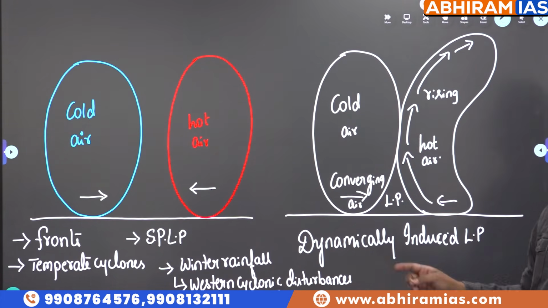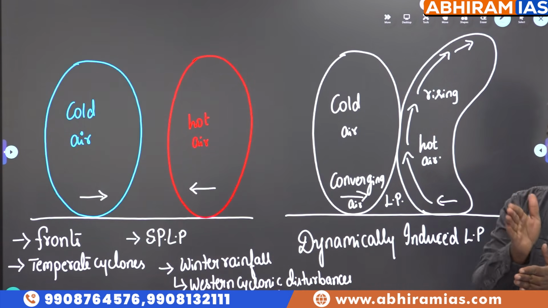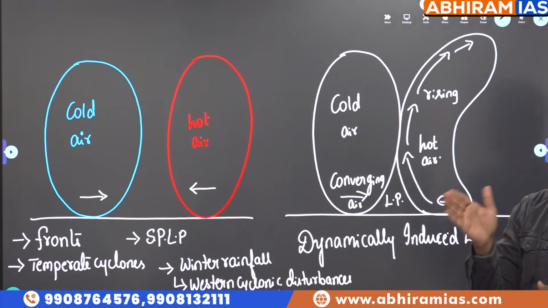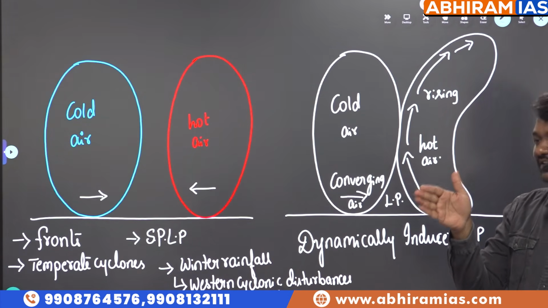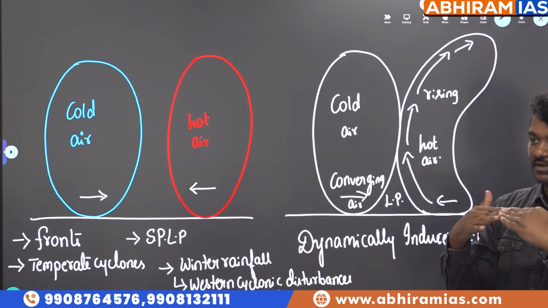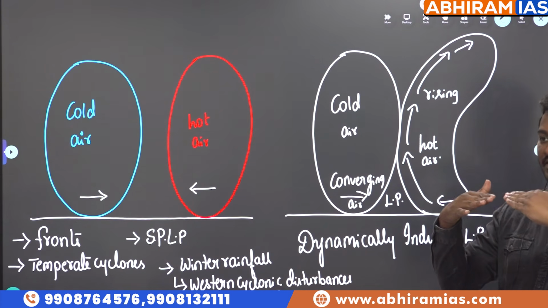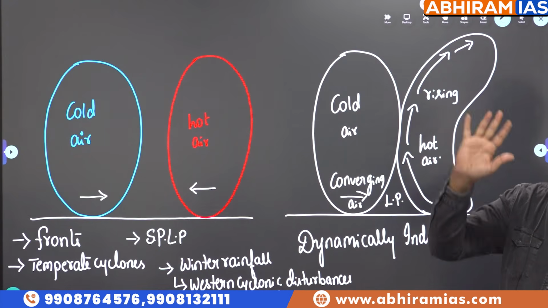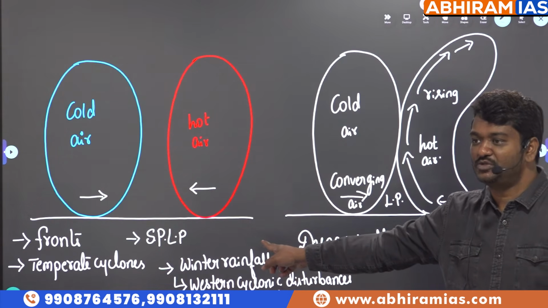Yeah, you talk about subpolar low pressure. You recollect the Hadley cell, Ferrel cell, polar cell. You recollect the tricellular circulation. In between the Ferrel cell and polar cell, you will have subpolar low pressure. So what is subpolar low pressure? Cold air from the poles, warm air from the equator, they both mix and warm air rises. That is basically called dynamically induced low pressure.